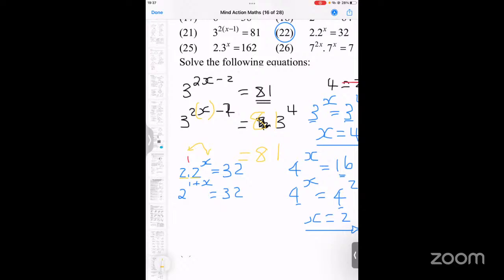And then on the next step, you will rewrite 32 as 2 to the exponent something. I'm just curious, is it 4? Is it 4? Or is it 5? Which one is it?